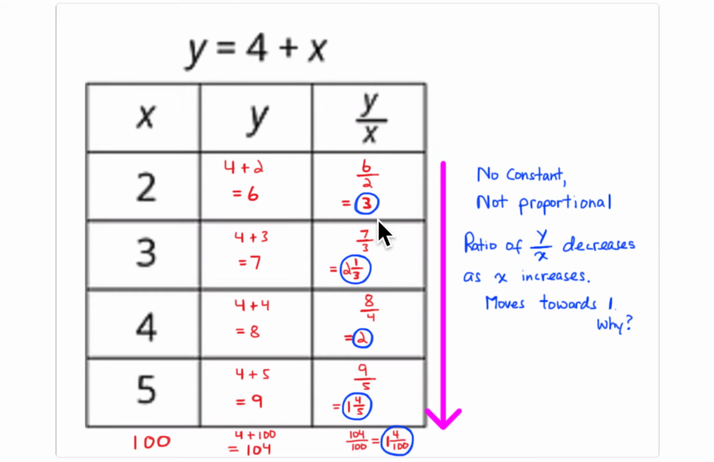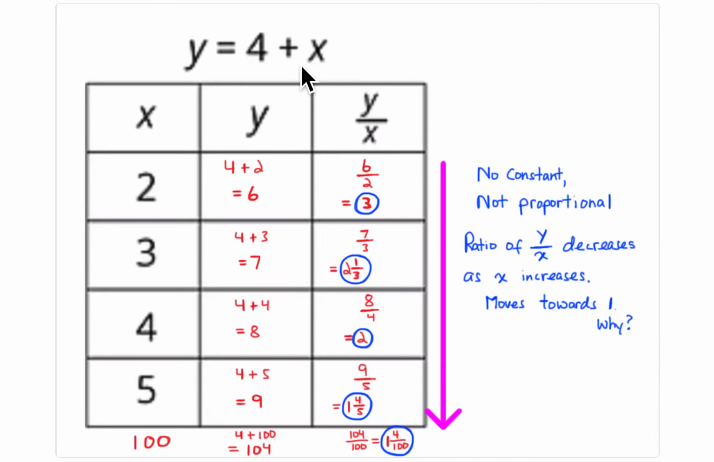And notice, first of all, this is not a proportional relationship. And that's about how far the authors want you to take this. Just look at these values. They are different. They are not constant. They do not represent a proportional relationship. So no constant, not proportional. But notice further that the ratio of y over x, so the y value divided by the x value, decreases as x increases. So as x gets bigger and bigger, up to 100, imagine it goes up to 1,000,000, that ratio of y divided by x decreases, and it moves towards 1. And the question is why?